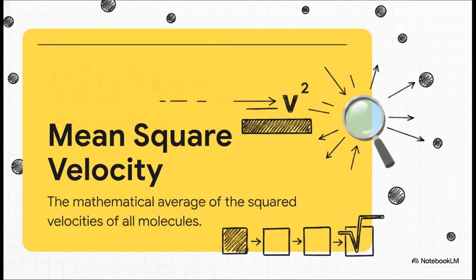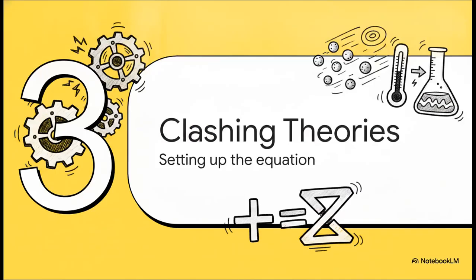Now, before we jump into the full derivation, I want you to focus on this exact definition: mean square velocity. Notice how pausing just before we apply that final square root in step 3 gives us this specific value. It's simply the mathematical average of the squared velocities of all the molecules. We actually usually denote this with a little bar right over the v squared. Definitely keep this concept fresh in your mind because it's a super crucial stepping stone we're going to need in just a moment. Moving on to Section 3, clashing two physics theories.